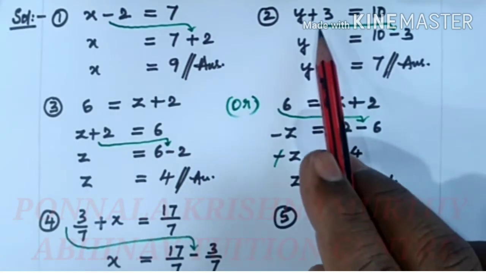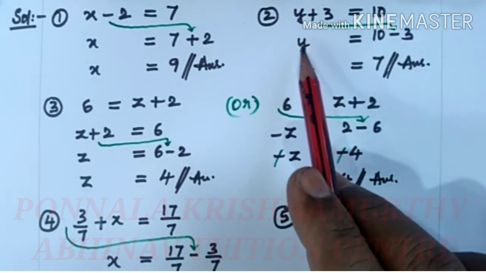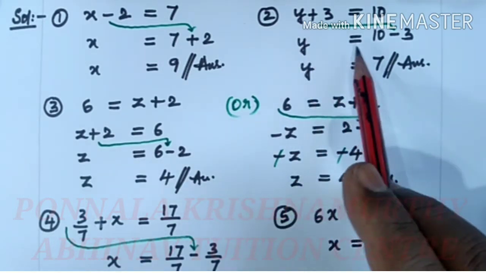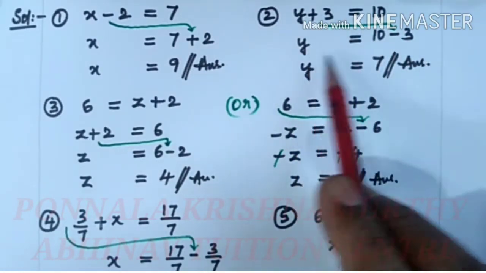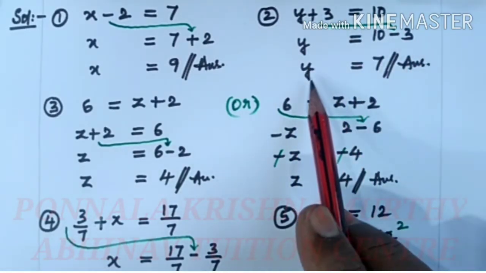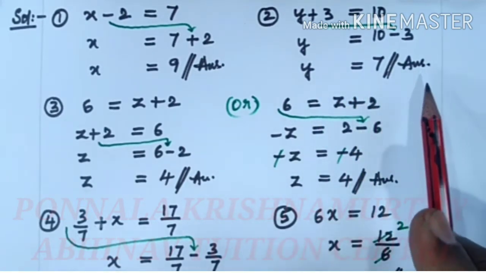Answer. y plus 3 equal to 10. Since we need only y in the left hand side, y is equal to 10 plus 3 becomes minus 3. y equal to 10 minus 3, that is equal to 7. y equal to 7. Answer.